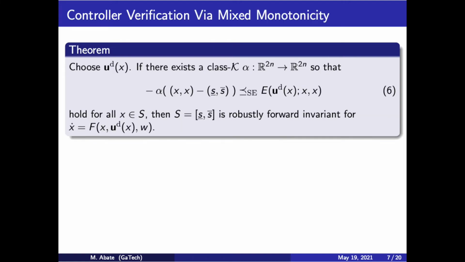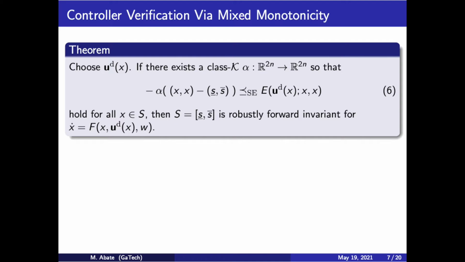So on the next few slides, I'll be discussing our results related to controller verification via the mixed monotonicity property. So our first result reads as follows. Choose a desired controller UD. If there exists a class K function alpha, so that the constraint 6 holds for all x in your safe set, then your safe set S is robustly forward invariant for the closed loop dynamics under UD, and in this way you have verified that your desired controller is a safe controller.